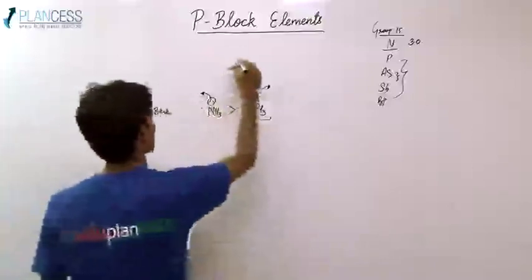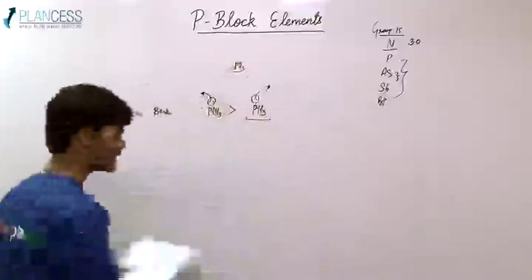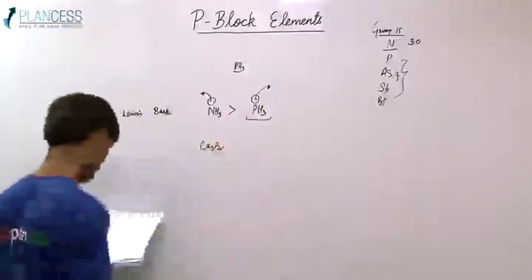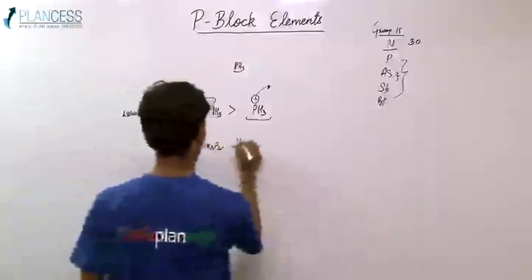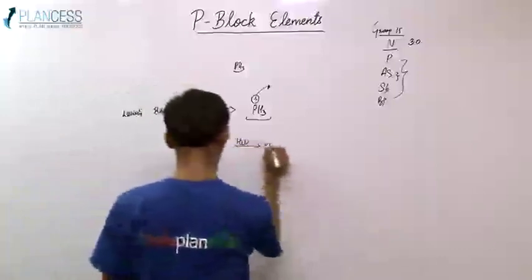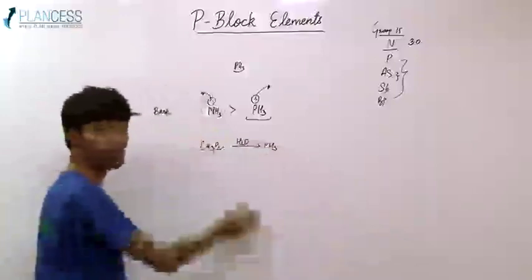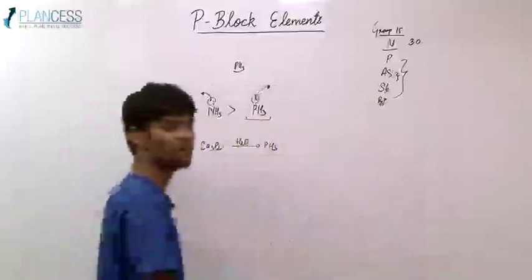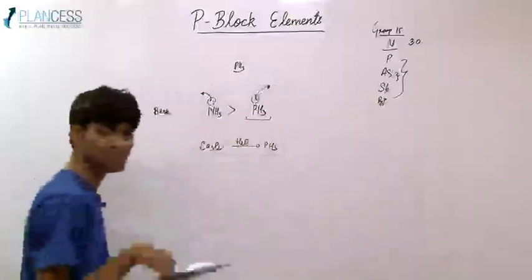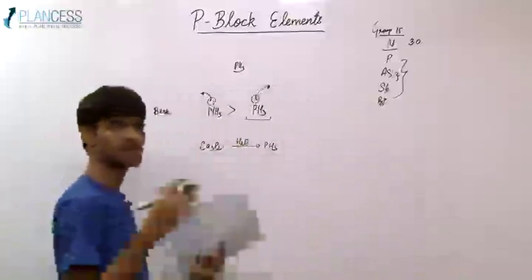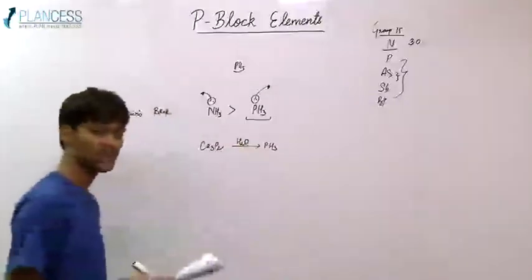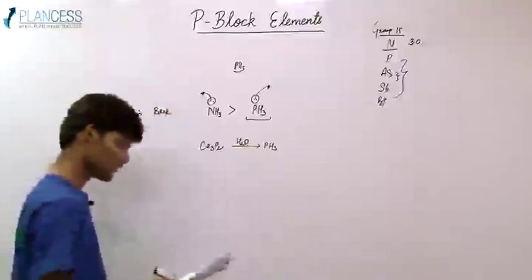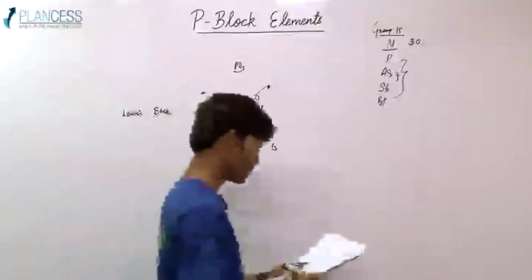As far as its preparation is concerned, it is prepared from the hydrolysis of Ca3P2, that is calcium phosphide. When it is reacted with water, phosphine gas is produced along with Ca(OH)2. One more reaction I told you earlier: when phosphorus is reacted with hot and concentrated NaOH, a disproportionation reaction takes place, and PH3 and sodium hypophosphite, NaH2PO2, are formed. So these were two preparation methods for phosphine gas.